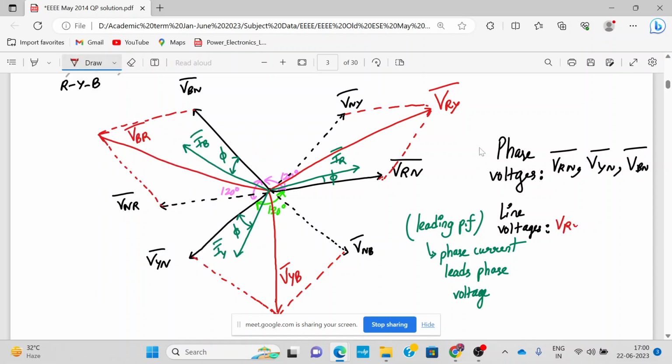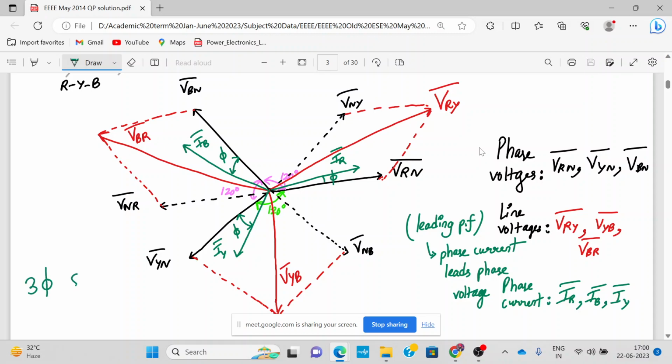The red one, VRY, VYB, and VBR. And the line current and the phase current are the same. So let's say I am writing phase current. So what are the three phase currents? IR, IY, and IB. Yeah. So this is for a three phase star connected load or a three phase star connected system.